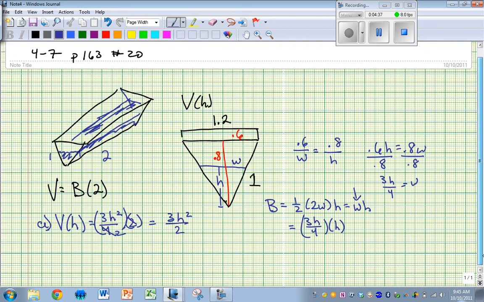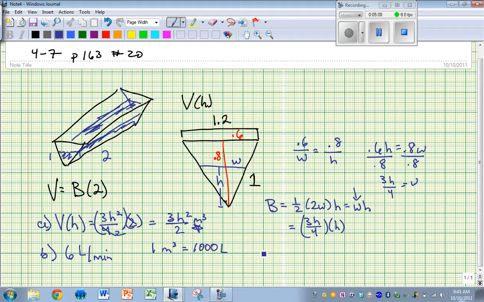Part B, scroll down a little bit. Part B is the water is being pumped into the empty trough at a rate of 6 liters per minute. This gives me a little bit of a challenge, because this is in meters cubed, that's the volume, and this is liters per minute. We know from the problem that 1 meter cubed equals 1,000 liters.